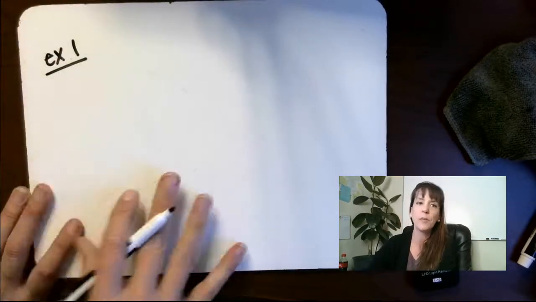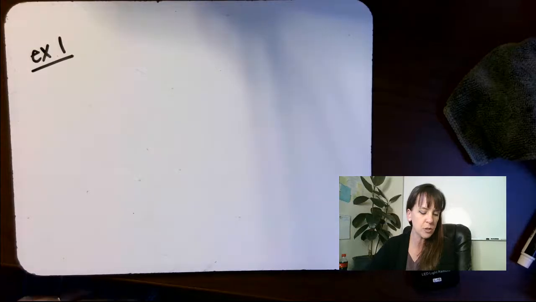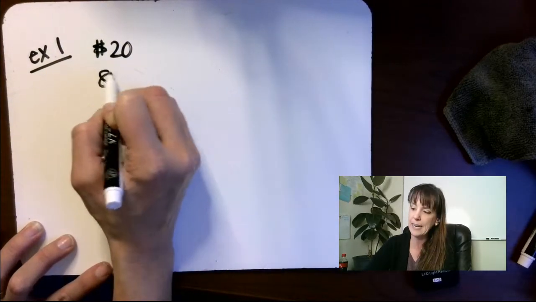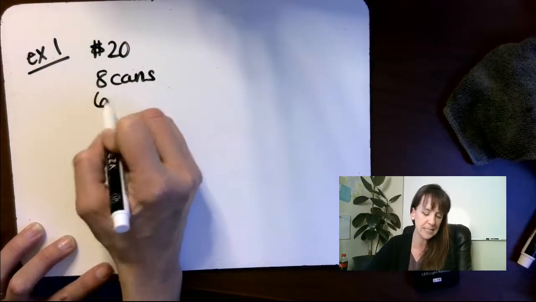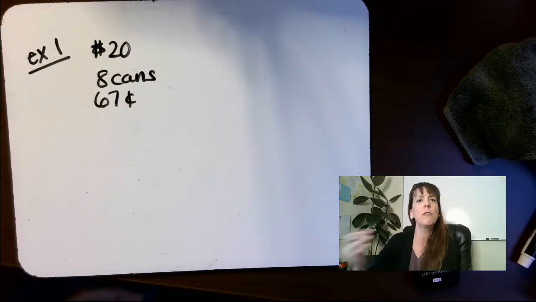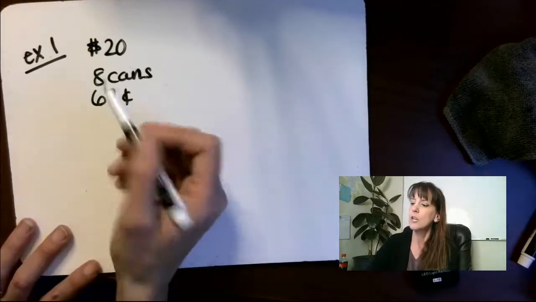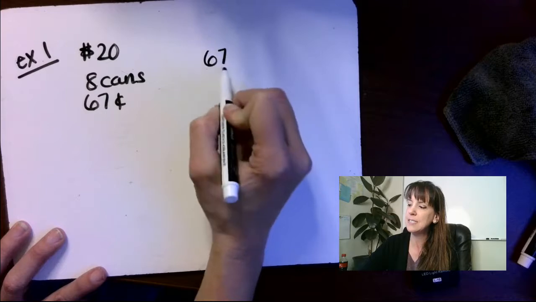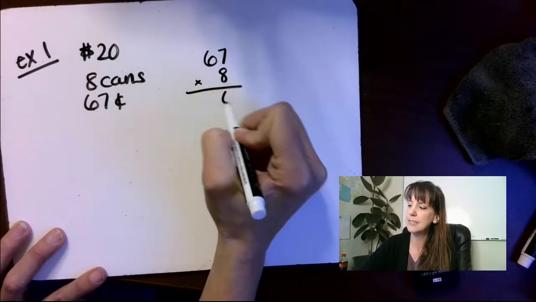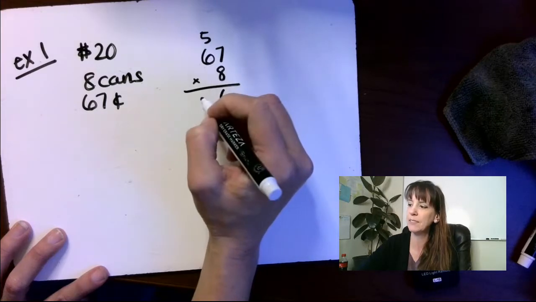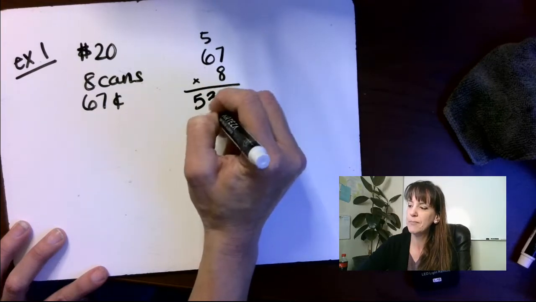Example number 1. What we have here is Julie went to the store with $20. She bought 8 cans of dog food for 67 cents per can. So she had $20. She bought 8 cans, and each can was 67 cents per can. How much money did she have left? Well, first we have to figure out how much she spent, right? So she had 8 cans at 67 cents each. That would be 67 times 8, right? That's going to give us 56. 6 times 8 is 48, plus 5 is going to give us 53, right?